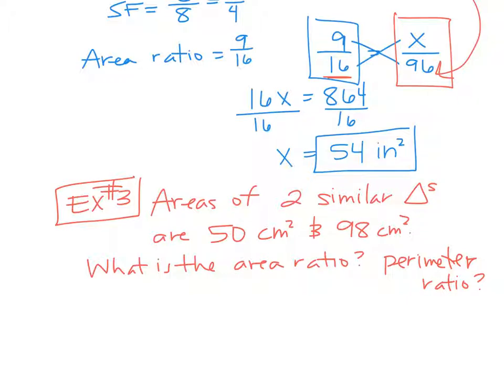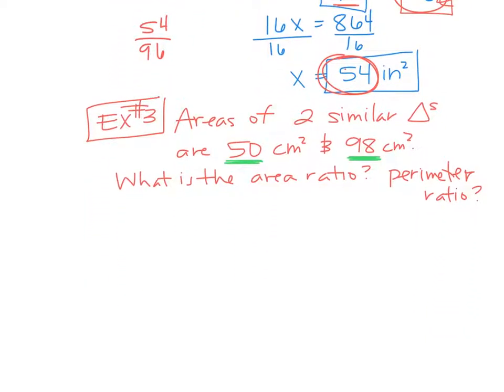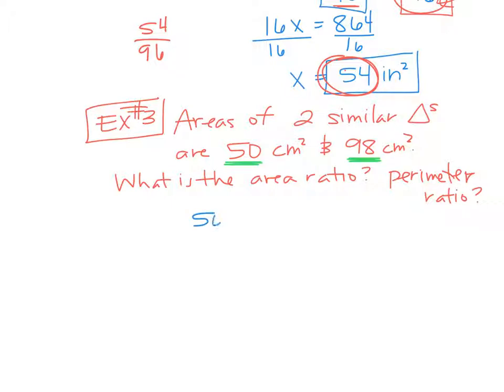Okay, so think about it this way. If we look back at the last question, our ratio was 54 to 96, right? It was 54 for the one, 96 for the other. Well, that's essentially what they gave us here. They just didn't give it to us as a ratio. So all you have to do to start is take the two areas and make them a ratio, because those are our areas making our area ratio. So you're going to take the 50 and the 98 and just put them over top of each other. Okay, so technically this is our area ratio, but what do you suppose we have to do with those numbers?